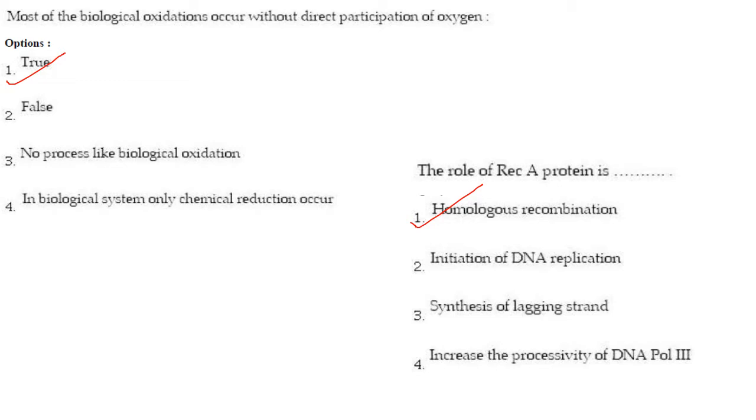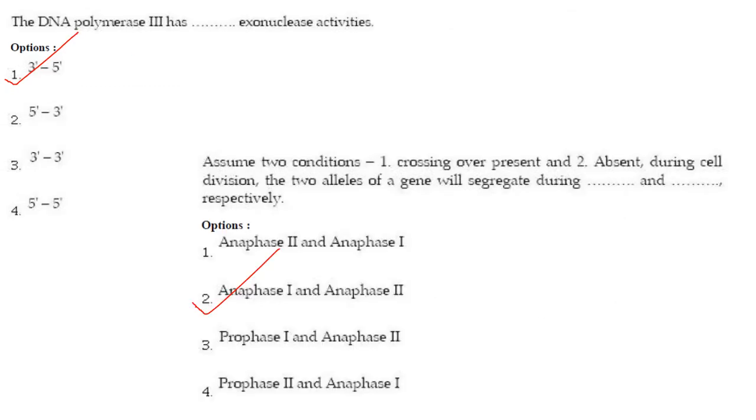Next one, the role of RecA protein is: option 1 homologous recombination, 2 initiation of DNA replication, 3 synthesis of lagging strand, 4 increase the processivity of DNA polymerase 3. Answer is option 1 homologous recombination.